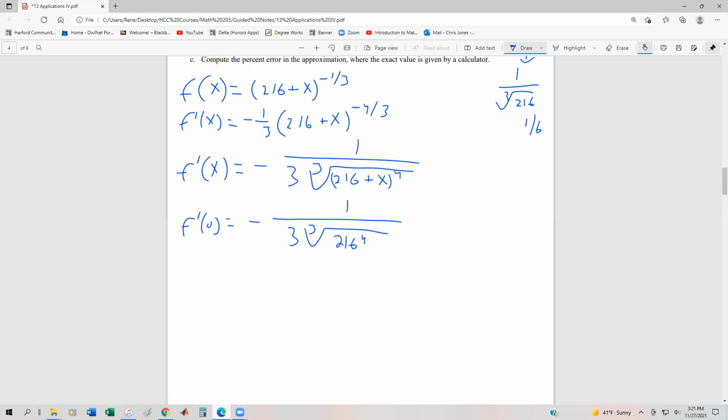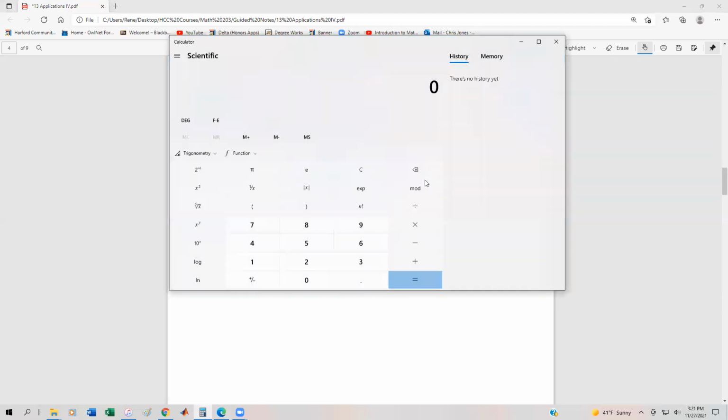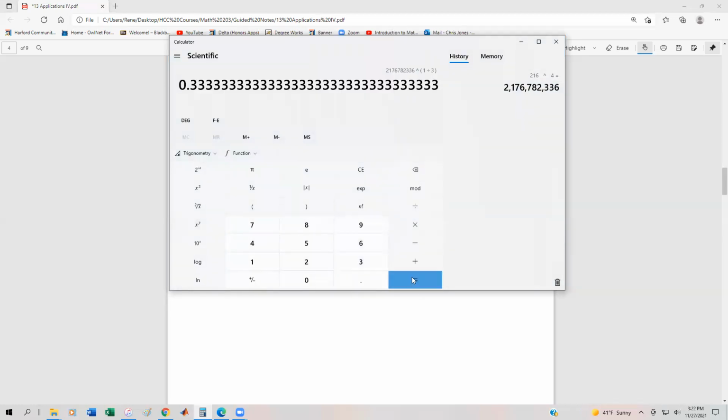Now, if we go to our calculator and try something like 216 to the 4th power, it might give us a really big number. So let's give it a try. We have 216 raised to the 4th power, and that's going to be this number. And then we're going to take the cube root of that, so we're just going to raise this to the 1/3 power. That's going to give us 1296.